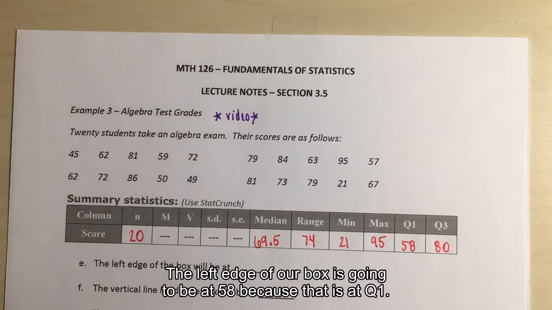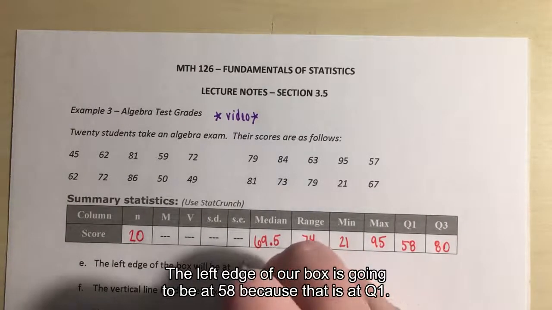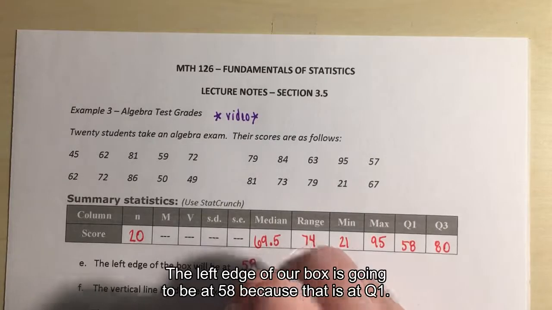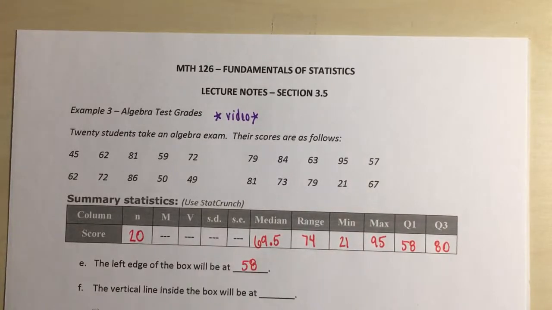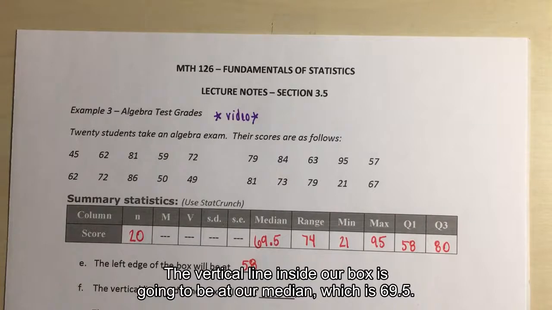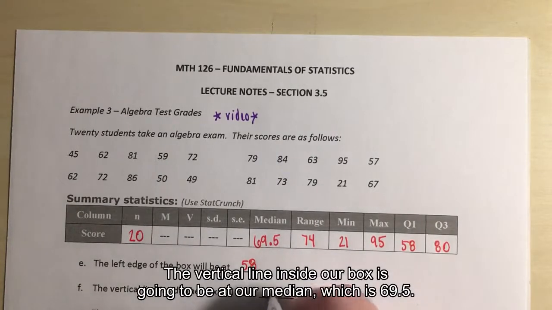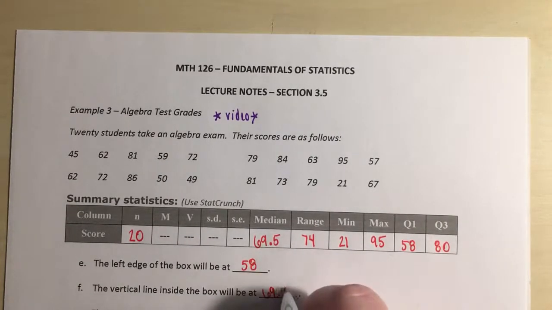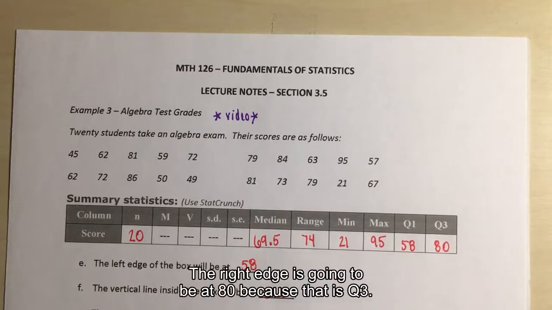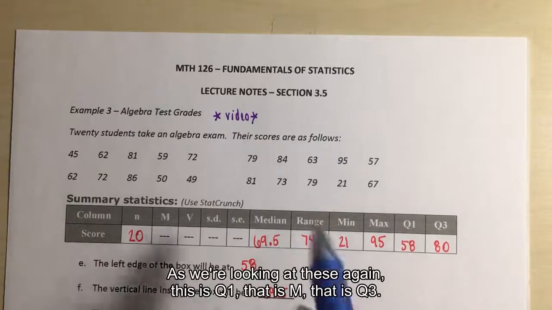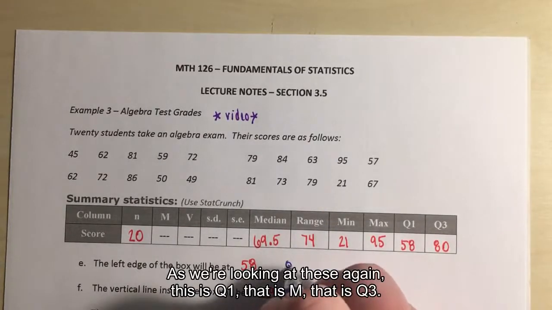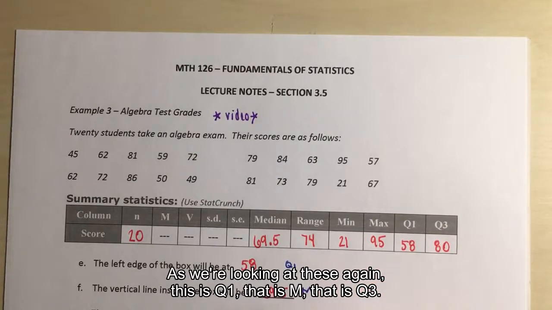All right, so the left edge of our box is going to be at 58 because that is at Q1. The vertical line inside our box is going to be at our median, which is 69.5. All right, the right edge is going to be at 80 because that is Q3. Right, so as we're looking at these, again, this is Q1, that is M, that is Q3.